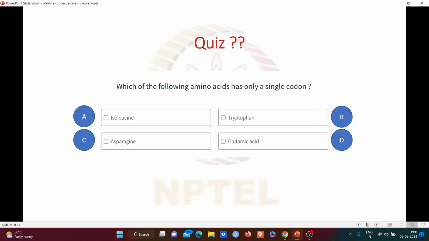Yeah. The next question is again regarding codons. Which of the following amino acids is coded by only one codon? As I mentioned, codons in mRNA are read during translation beginning with a start codon and continuing until a stop codon is reached. In the codon table, we have 20 amino acids that are coded and 64 codon combinations.